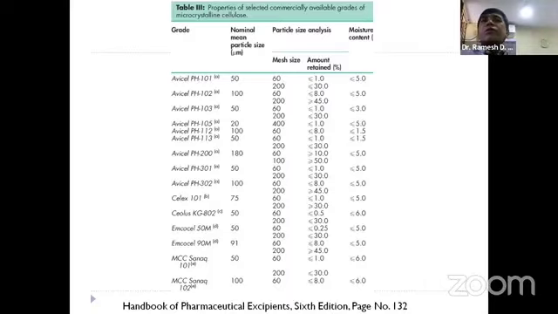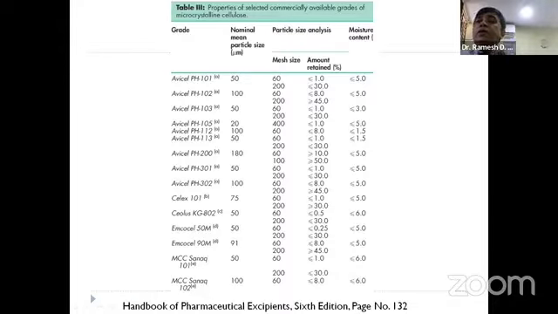This is the list of different grades of microcrystalline cellulose with their brand names. The most common brand name is Avicel, and Avicel PH. PH grade refers to pharmacy grades. And the suffixes 101, 102, 103 are based on two parameters, moisture content and particle size. So 101 has a nominal particle size of 50 microns and moisture content less than 1%. Avicel PH 102 has a particle size of 100 microns. That is the larger grade.